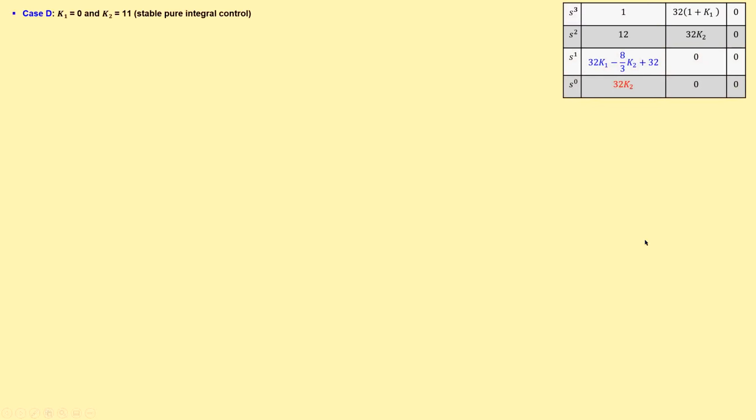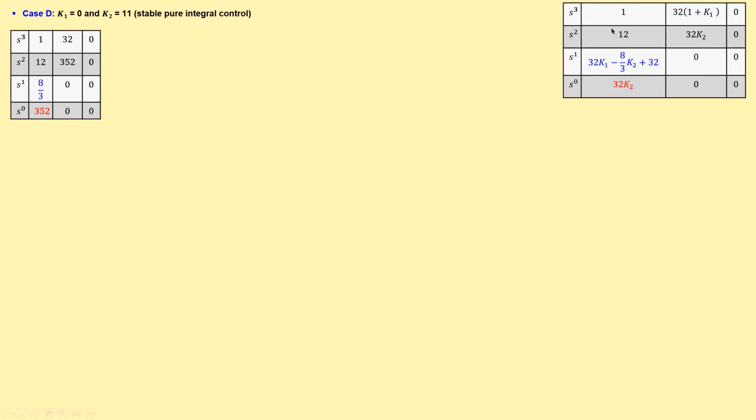Okay, let's move to case D. Again, a table here, and I make now K1 is 0 and then K2 is 11. It is purposely 11, lower than 12, because 12 was the edge for the situation when K1 is 0. And this is a stable pure integral control, and we will see what this system will do.